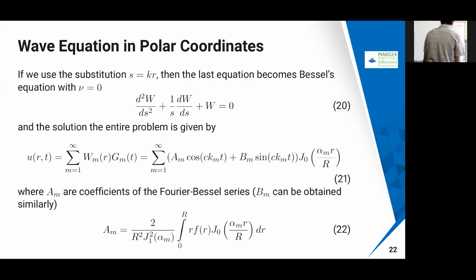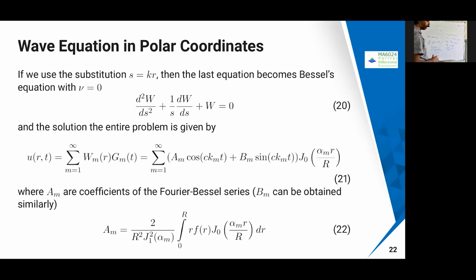If I substitute a variable s = kr here, then the second equation can be transformed to the following format: d squared w by ds squared plus 1 by s into dw by ds plus w equal to 0. So this is nothing but Bessel's equation, Bessel's equation with nu equal to 0.